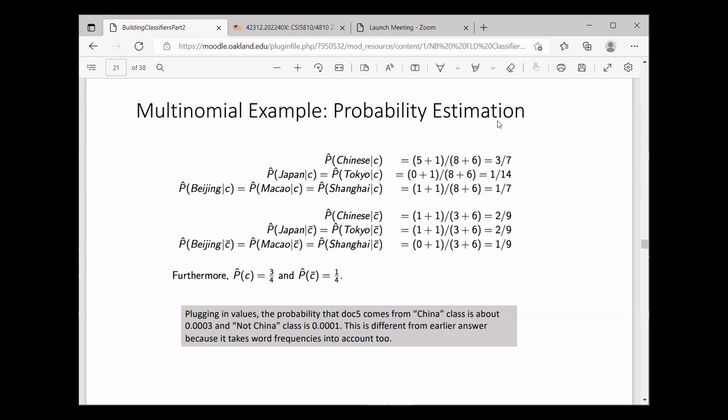I just wanted you to know that there is something called Laplace smoothing, and that is a useful thing to use when you are dealing with binary or word type features.